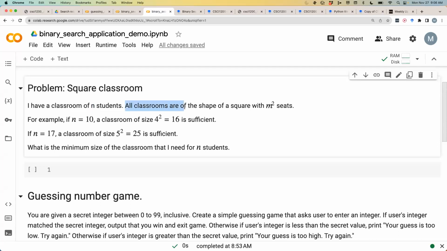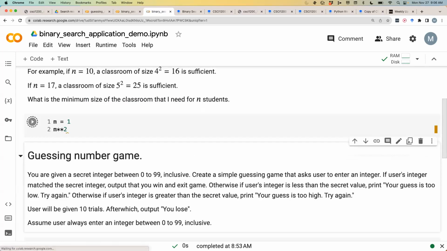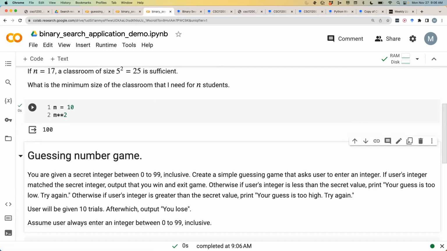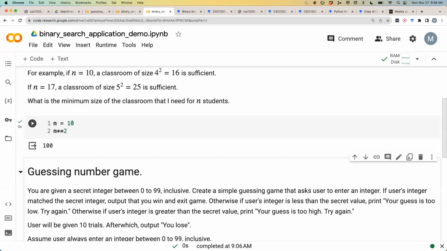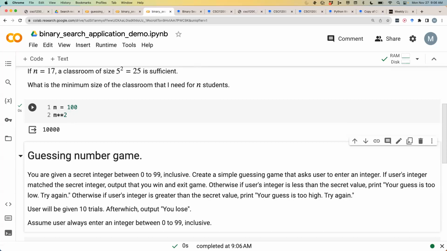And suppose in Augusta University, all the classrooms are of the shape of a square, okay? So it can accommodate m squared seats for some m. For example, a classroom of m equals 1 can accommodate only 1 student. If I have a square of length 10, it can accommodate 100 students. And if I have a square classroom of length 100, it can accommodate 10,000 students.